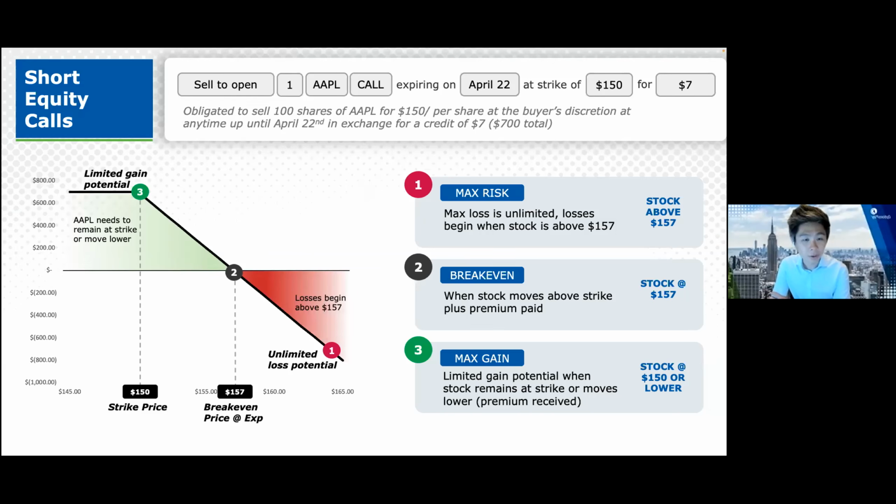However, the unlimited loss potential may be enough of a reason for you not to trade these. But as you learn more about options trading, you're going to see how you can actually combine these two strategies together and get what we call the best of both worlds using vertical spreads, debit spreads, credit spreads. Some of you may have even traded some of those strategies.